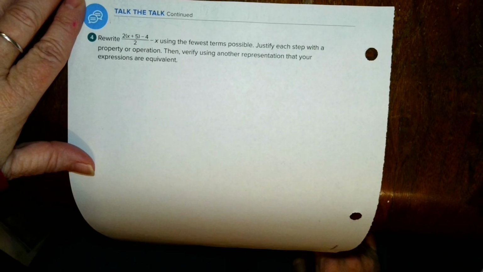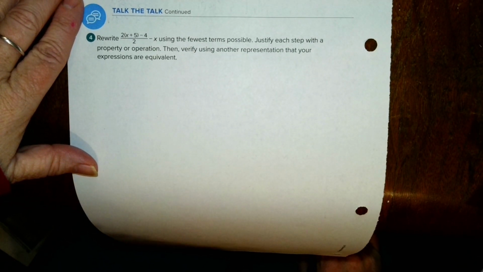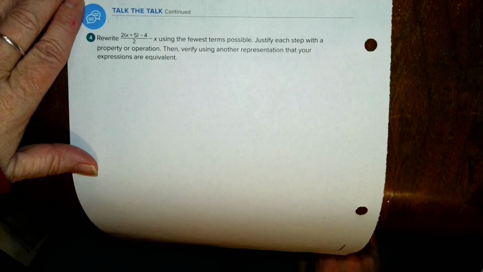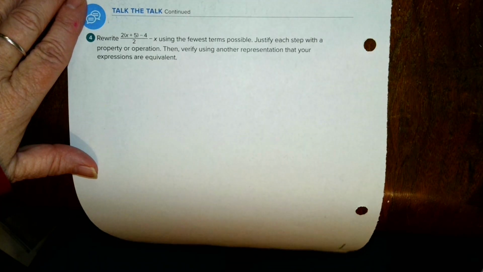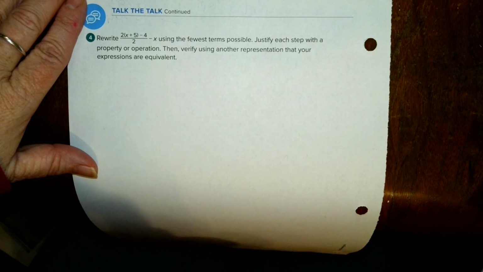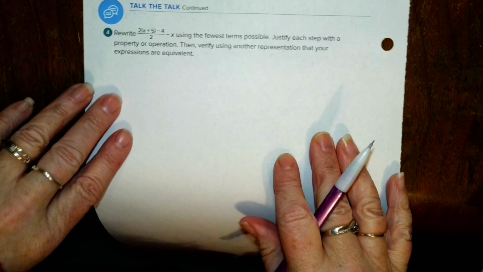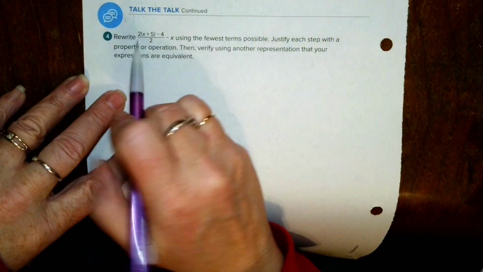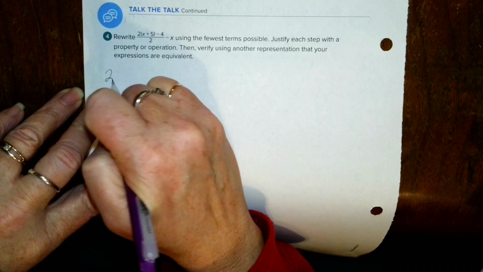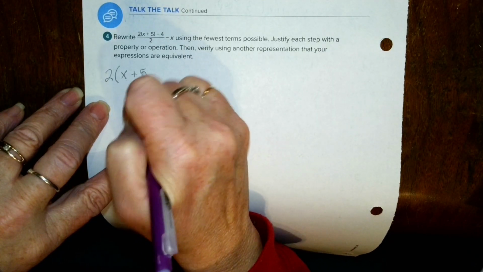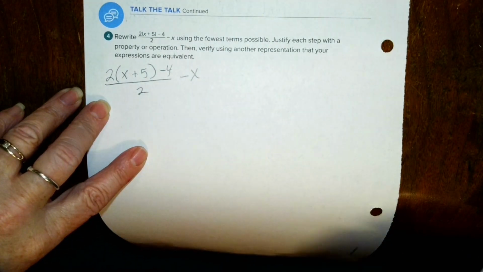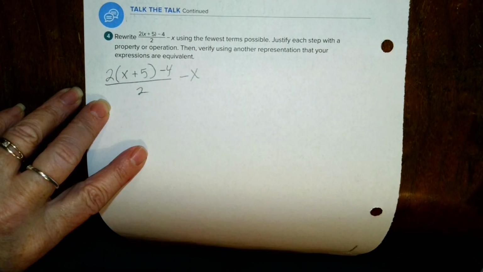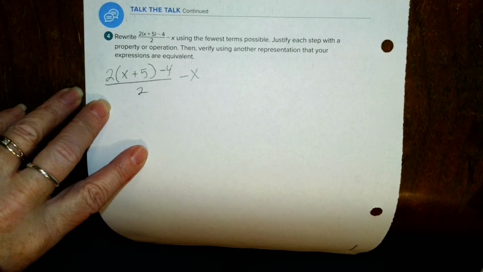Page 394. I love this problem. This one's fun. Rewrite 2 times the quantity of x plus 5 minus 4 divided by 2 minus x using the fewest terms possible. Okay, so let's do this. Let's see what we're going to do here. So the first thing we're going to do, I'll rewrite the question. Let me rewrite that first, just like that.